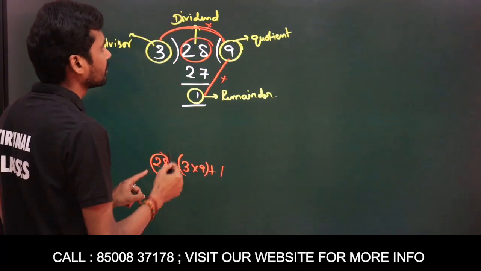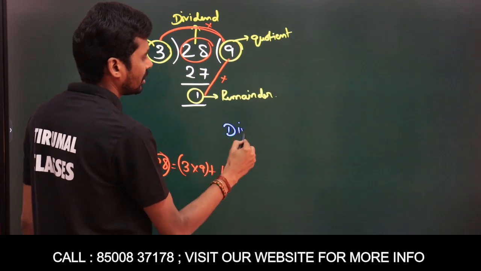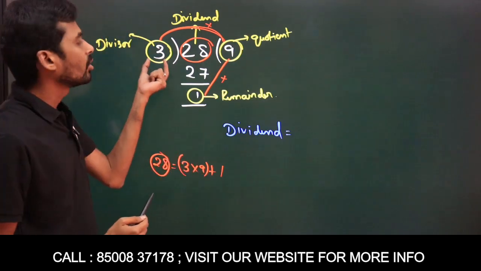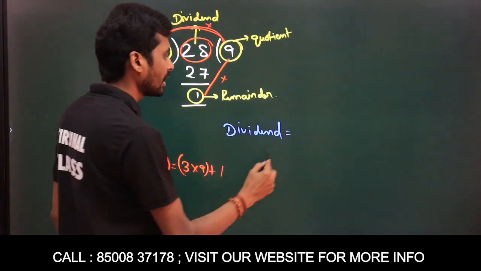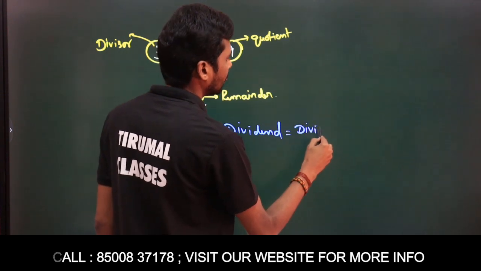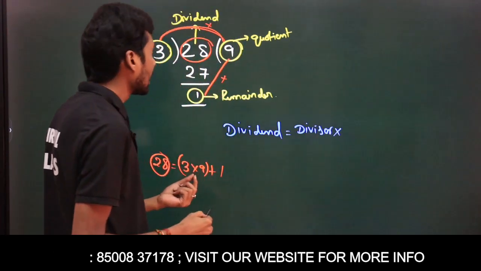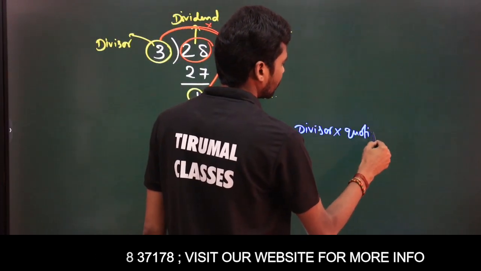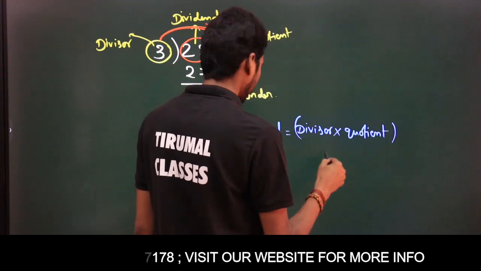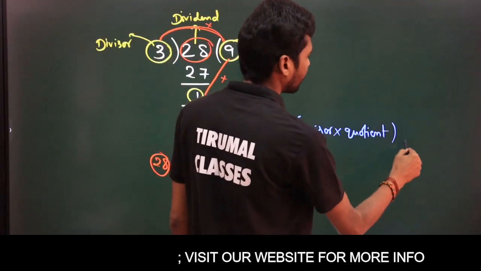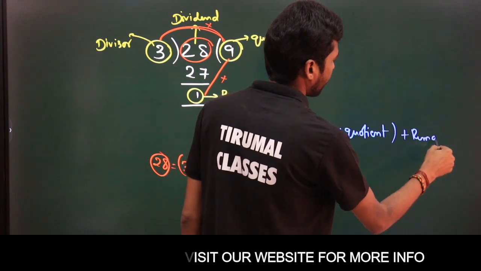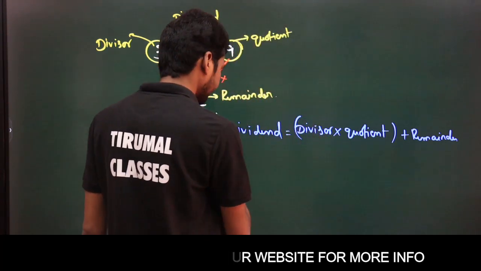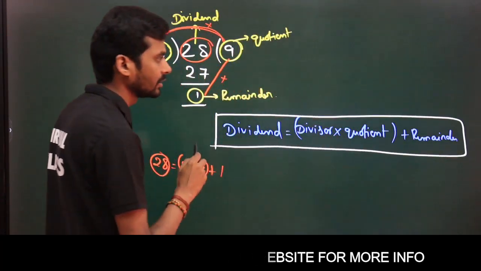Now what is this 28? This 28 is nothing but the dividend. So dividend is equal to 3 into 9. What is the 3 value? The 3 value is nothing but the divisor. So divisor into 9. What is this 9? 9 is the quotient. Plus 1. Plus 1 means what? Remainder. Okay, so this is the fundamental theorem on remainders.